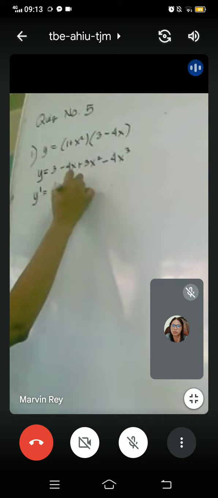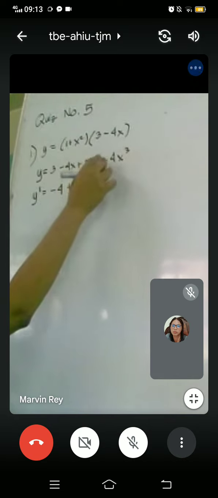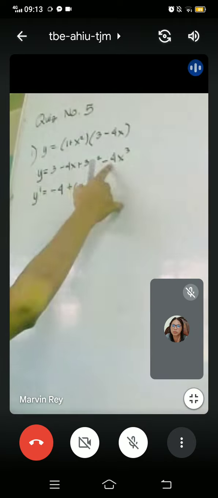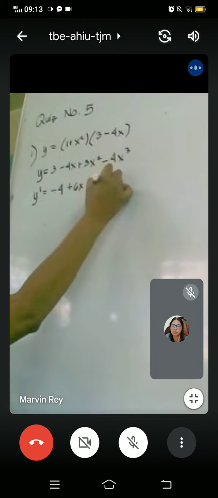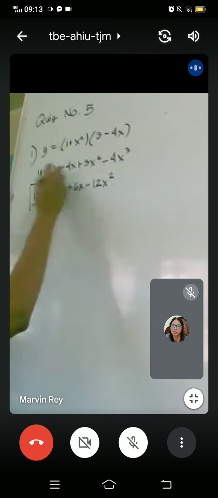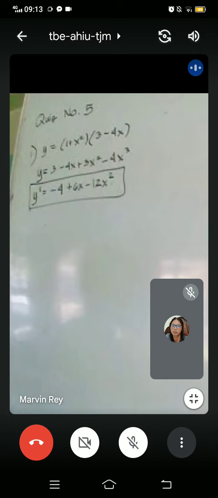Then 2 times 3 is positive 6x. 2 minus 1 is 1 ra. So 3 times negative 4 is negative 12. x, kuha isa, minus 1. So 3 minus 1 is 2. So therefore, this is your final answer. Okay? So do you have any question?